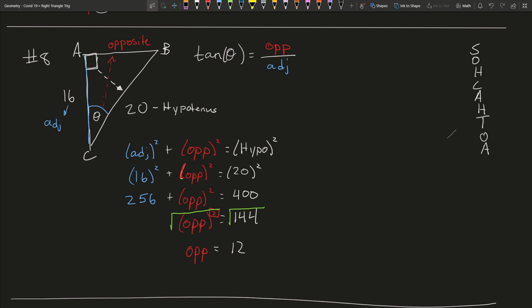You have to take the square root of both sides because we have to cancel out this 2 right here. Okay, so the opposite squared is equal to 144, but we don't want the opposite squared. We just want the opposite side. In order to undo that squared, we have to take the square root. That square root undoes the squared. So when we take the square root of something squared, we're just left with what's on the inside.